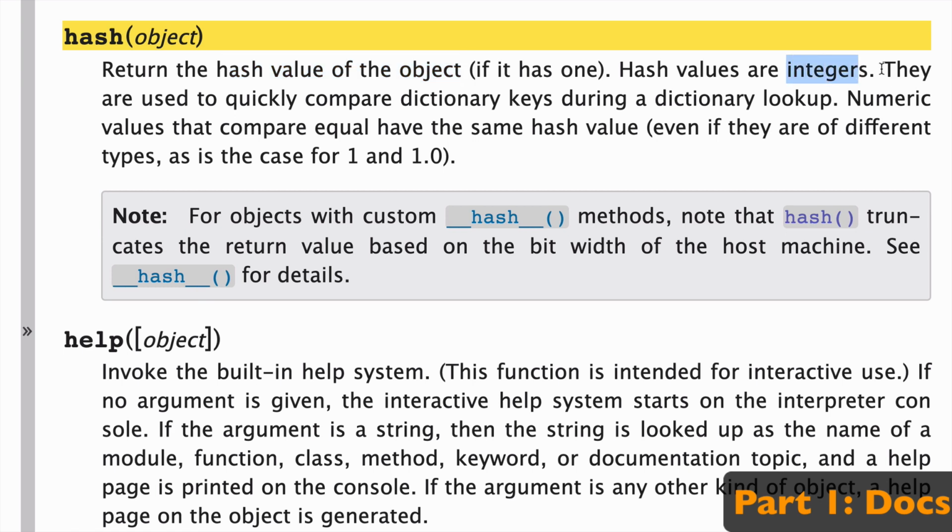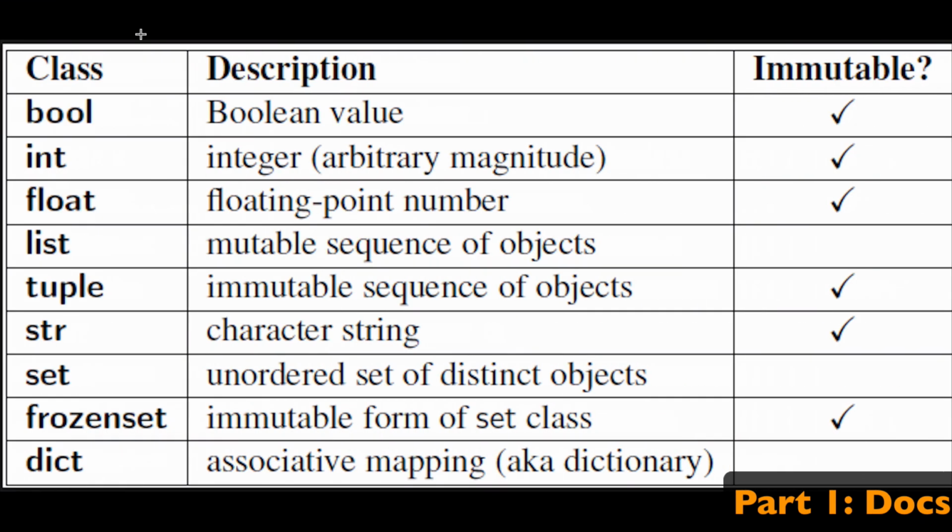It also says that the hash is used to quickly compare dictionary keys during a dictionary lookup. One other thing I'd mention is that the hash is only for immutable objects. So if we look at a list, it's only for bool, int, float, tuples, strings, and frozen sets. So you cannot pass a dictionary or a set or a list to the hash function. It's going to fail. So let's open our terminal and let's apply this.